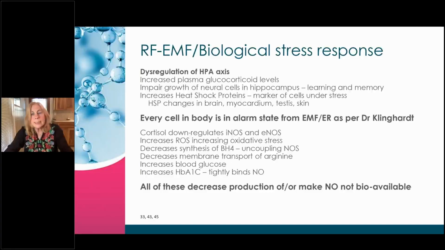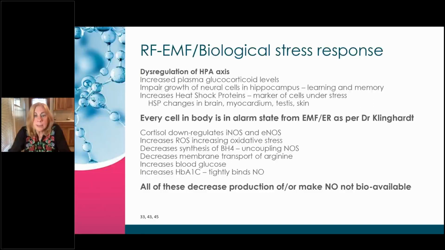He gets the sickest of the sick, and when people go to see him, they all have to clean up their EMF environment. So the stress response increases cortisol. Cortisol down regulates iNOS, and that's why when we're stressed, we get sick easier. And eNOS, that's why when we're stressed, it increases cardiovascular disease, hypertension, MI, strokes.